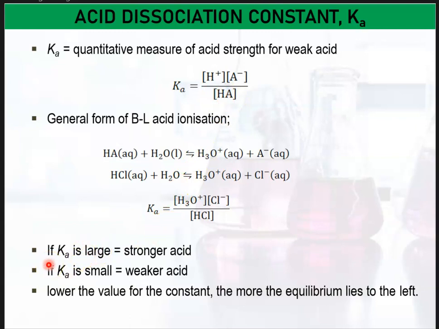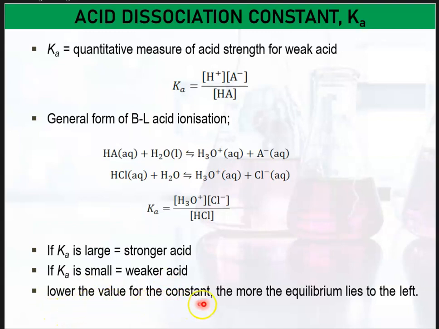So what does Ka mean? If Ka is large, it means that even though it is a weak acid, it is a relatively strong acid, stronger compared to another weak acid. If Ka is a small value, the acid is relatively weak compared to another weak acid.